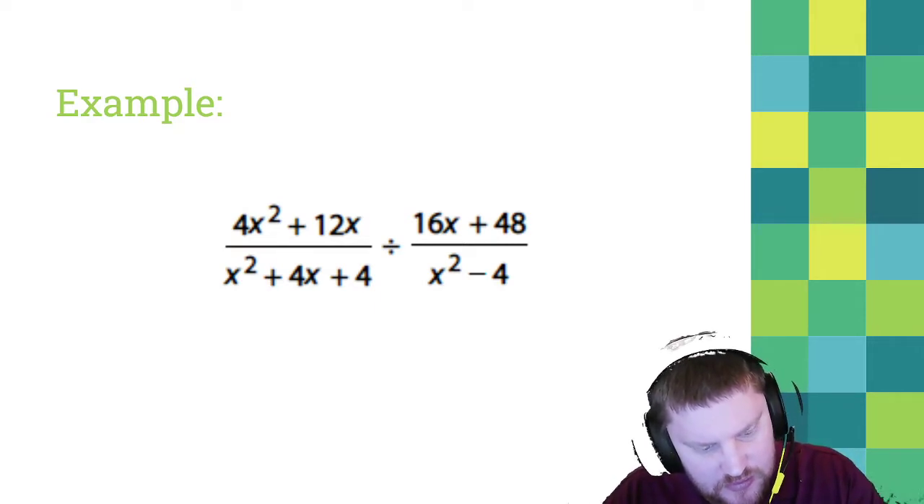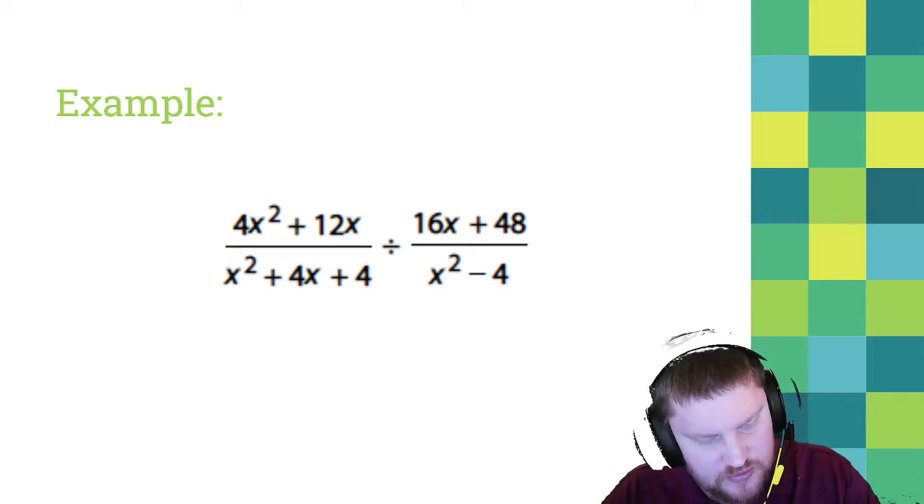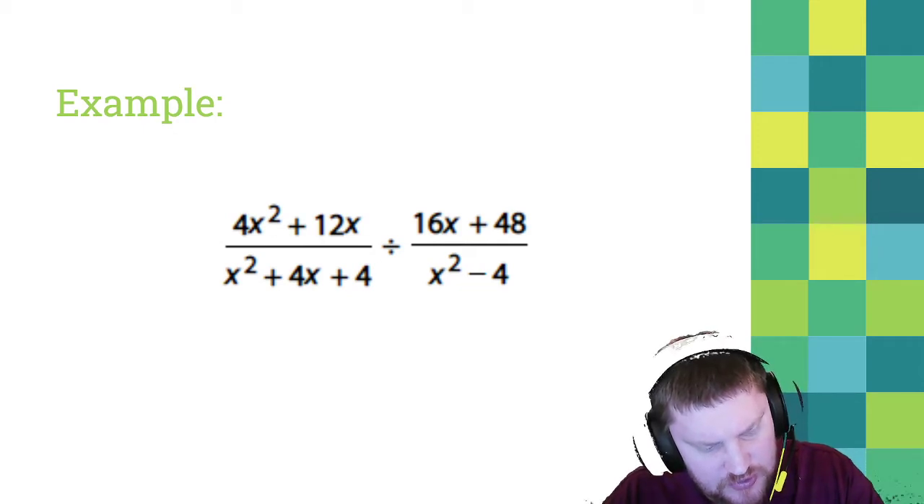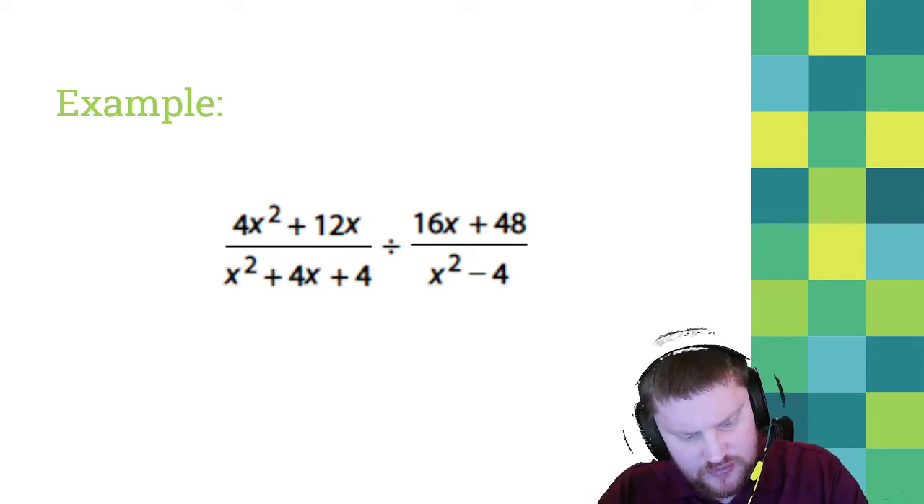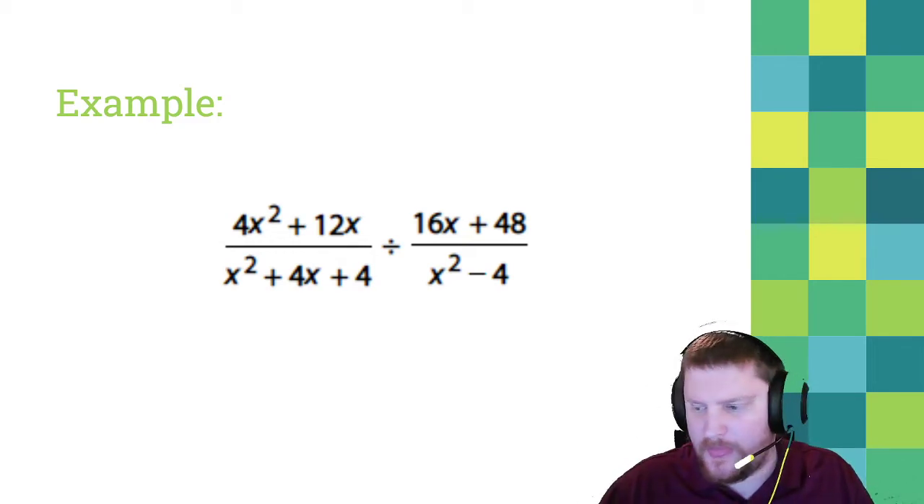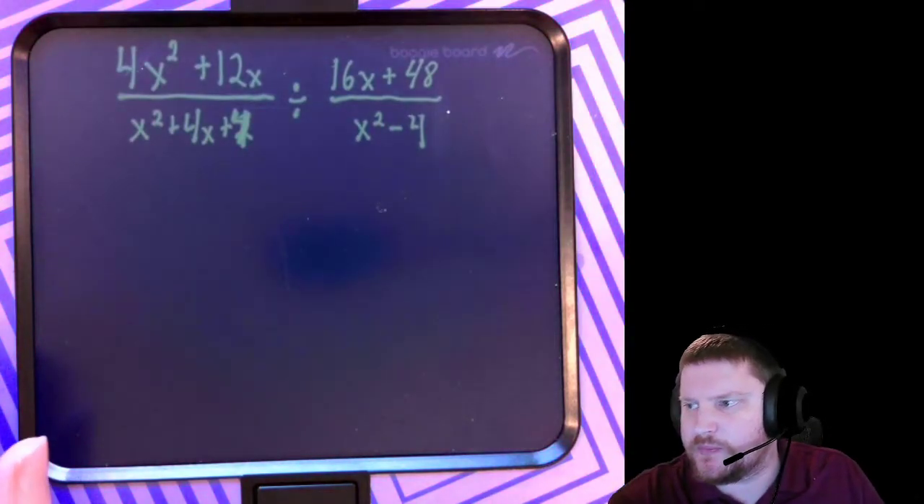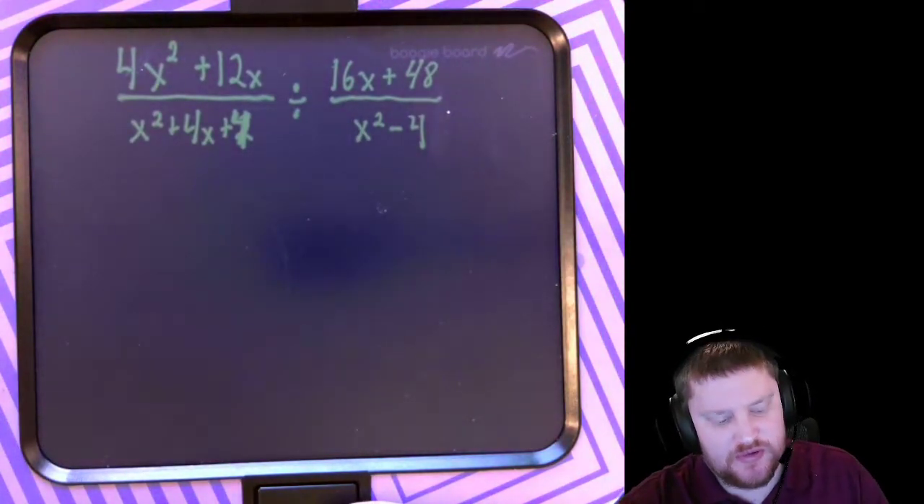4x squared plus 12x over x squared plus 4x plus 4, divided by 16x plus 48 over x squared minus 4. So, once again, first step is to factor everything.